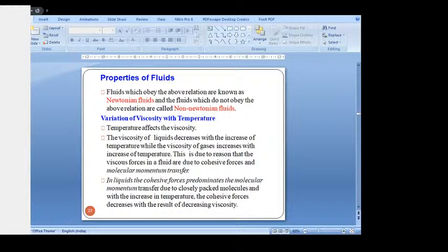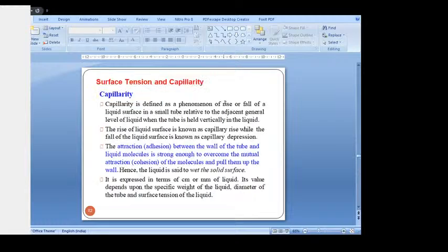In the previous class, we have seen about. So in today's lecture, we will be talking about capillarity. Basically, capillarity is defined as a phenomenon of rise or fall of a liquid surface in a small tube relative to the adjacent general level of liquid when the tube is held vertically in the liquid. So it is a phenomenon of rise or fall of a liquid surface in a small tube, with respect to the adjacent general level of the liquid.